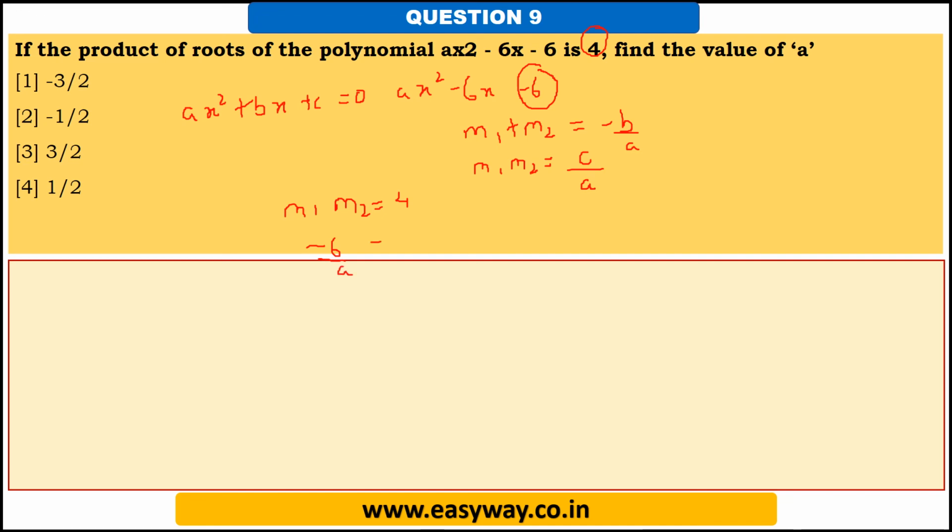What we have to find out is the value of a. So a will be equal to minus 6 by 4, that is equal to minus 3 by 2. Okay. So the answer here is option number 1.